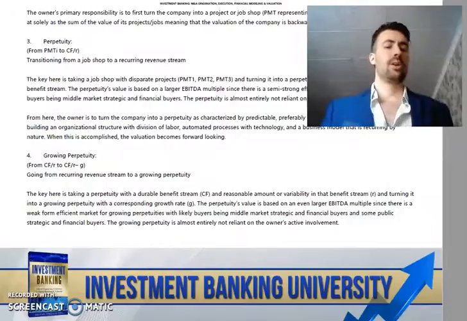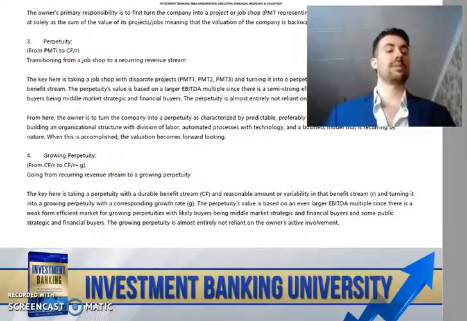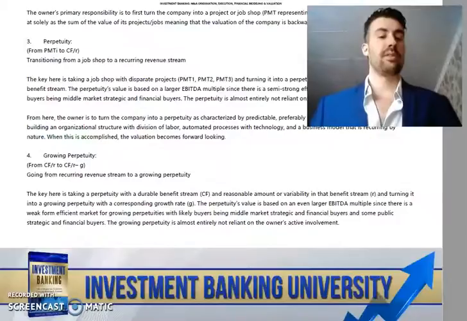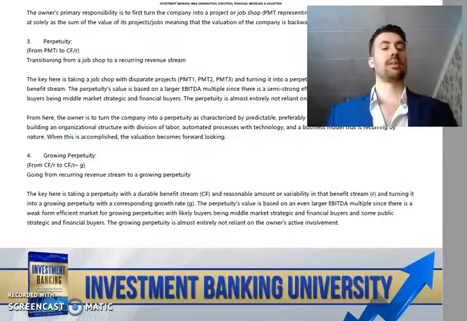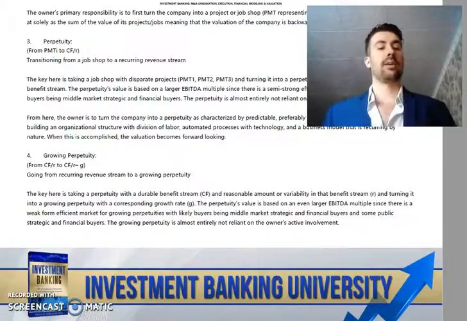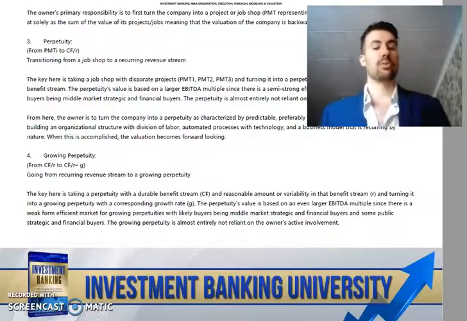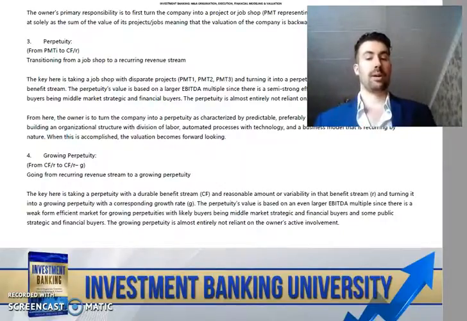As we move on to the fourth phase of the perpetuity, we get to growing perpetuity, and this is from a benefit stream modeled by cash flow over R, CF over R, to CF over R minus G, because we have a growth rate. So that growth rate actually decreases the denominator, which increases the valuation of the formula. So going from a recurring revenue stream to a growing perpetuity, the key here is taking a perpetuity with a durable benefit stream cash flow and a reasonable amount of variability in that benefit stream R, and turning it into a growing perpetuity with a corresponding growth rate G.